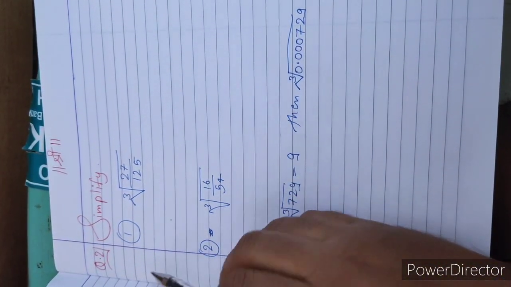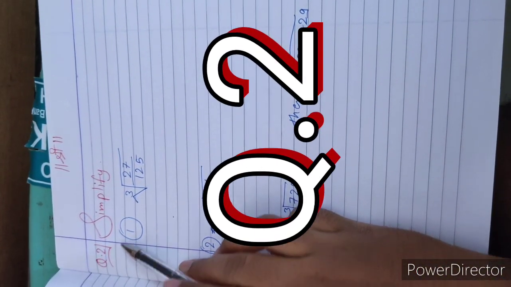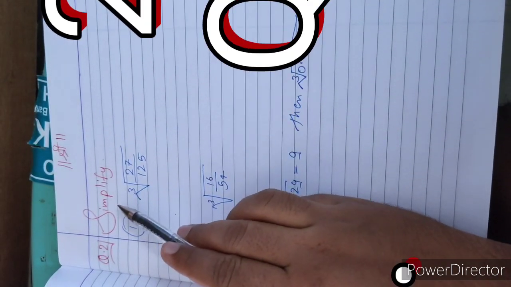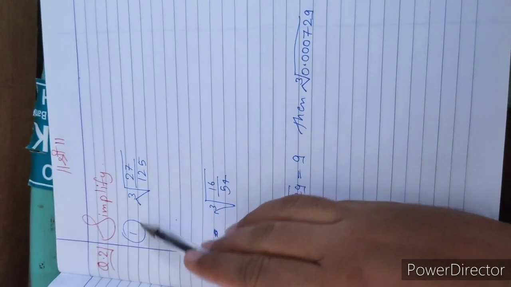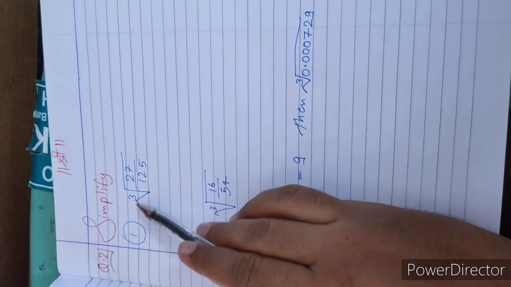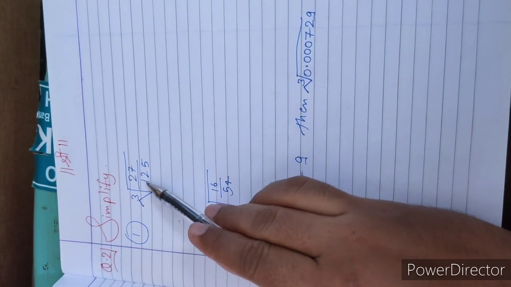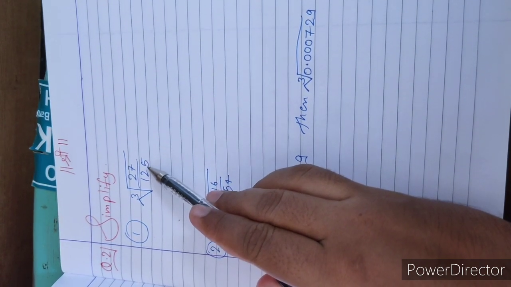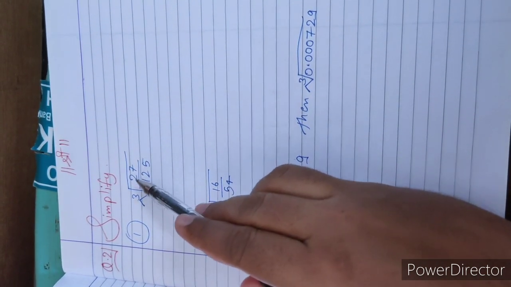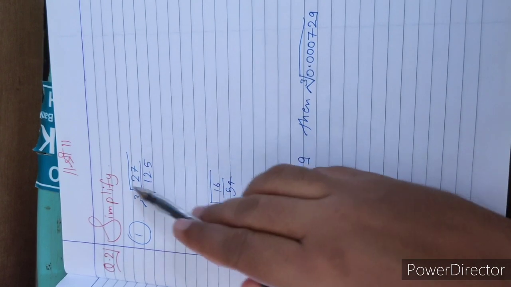Okay, today we will solve question number 2. Here we have to simplify the given question. So first one, what is given here? Cube root of 27 by 125. Okay, we have to find out the cube root of this fraction.